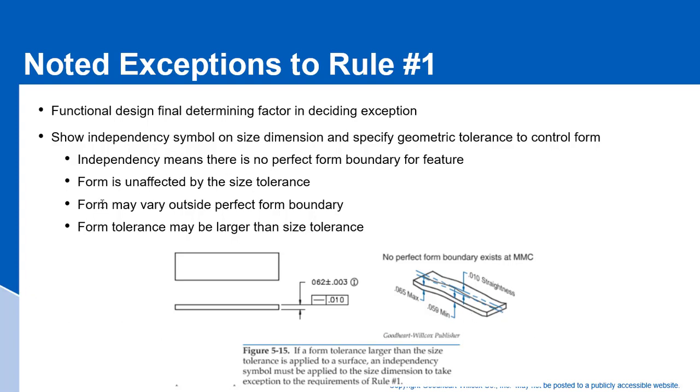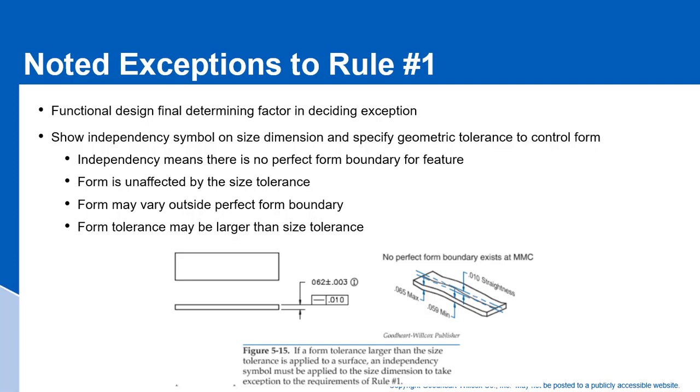then it could theoretically be out because your part is wavy. Form is unaffected by the size tolerance, and form may vary outside the perfect form boundary. That's important for independency. The form tolerance may be larger than the size tolerance in this particular case. So I've got plus or minus 3 thousandths for this part, but I'm allowing a flatness up to 10. That's an independency right here because the form tolerance is a lot larger than the size tolerance. So that's what that means.